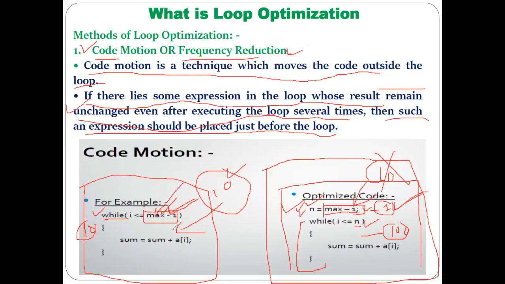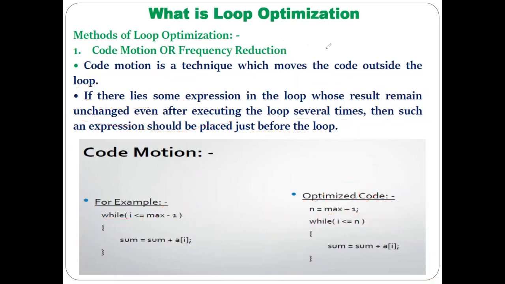Here it may get evaluated 100 times, 10 times, 1000 times, but if you write it like this, it gets evaluated only once, no matter how many times your loop runs, how many iterations there will be in your loop. Understood? So that is the first technique through which loop optimization is performed. That is called code motion or frequency reduction.